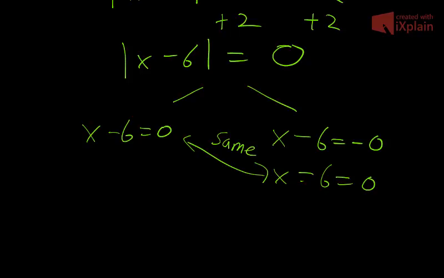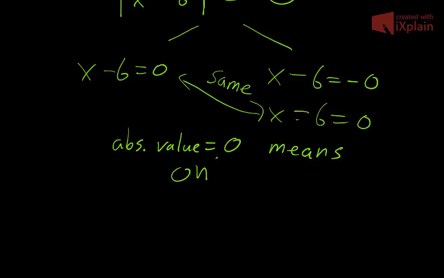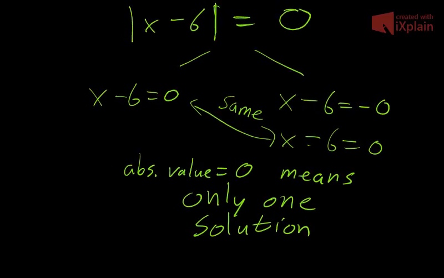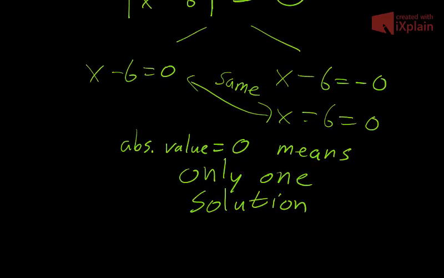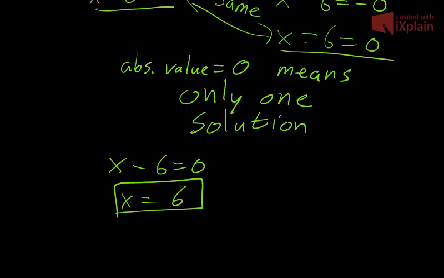So this is a very special case when you get an absolute value equal to 0. So let me write this down. Absolute value equal to 0 means there will be only one solution. So since we have both x minus 6 equals 0, I'm just going to write that down. And I end up with x equals 6 after adding 6 to both sides.